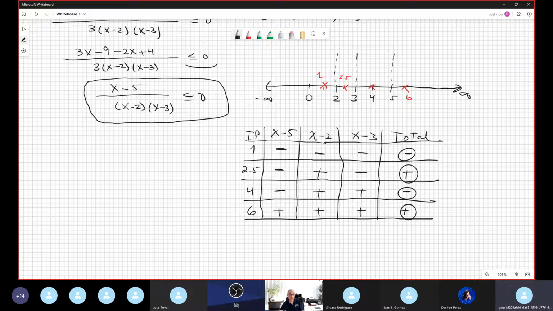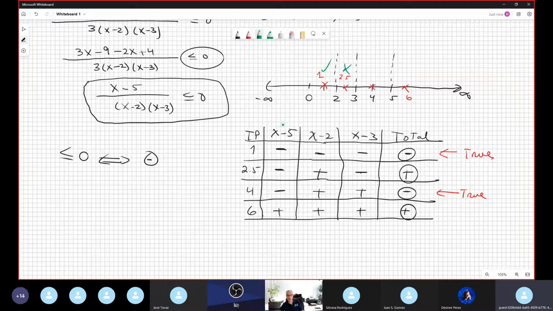We go back to the beginning of the inequality. Less than or equal is equivalent to saying negative. And the true ones are this and this. And the rest not. In conclusion, the testing point that passed the test was this one. Good for you, for 1. 2.5, no. 4, yes. 6, no. Okay, so I highlight the corresponding interval, this interval, look. And this interval.